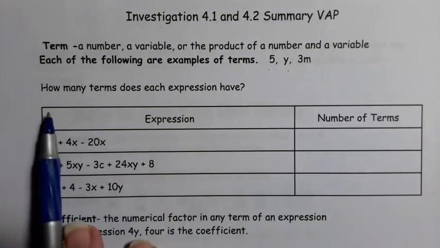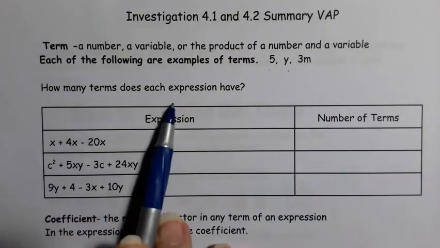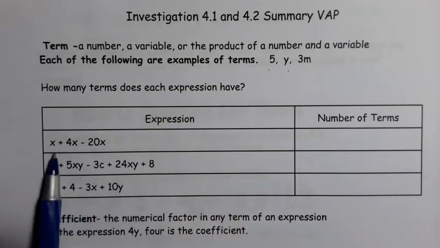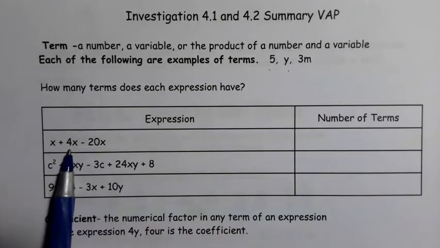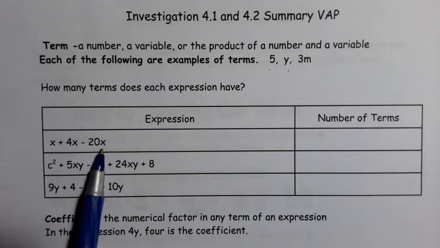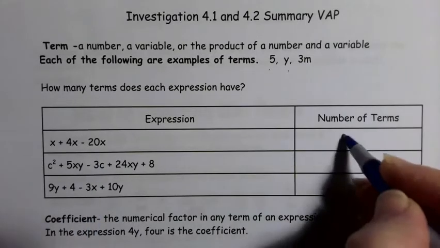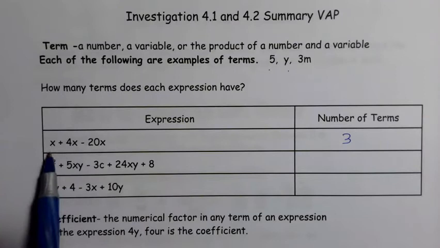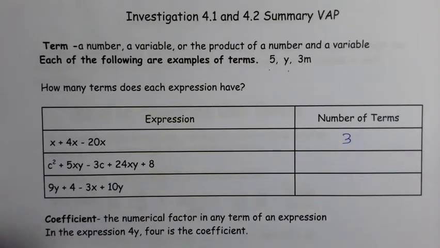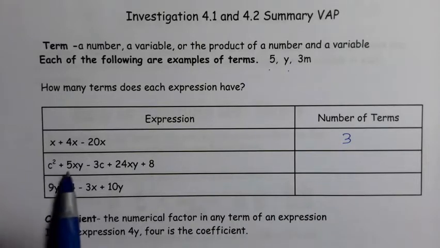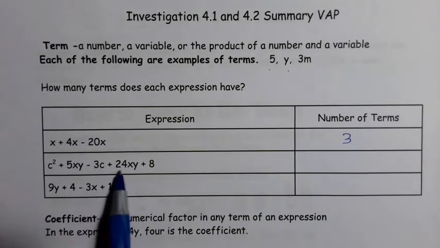So to look at this, it says how many terms does each expression have? So here I have a term, 4x is a term, and 20x is a term. So here we have 3 terms, each one of these on either side of the addition or subtraction signs. C squared plus 5xy minus 3c plus 24xy plus 8. The way that it is written right now, I have 1, 2, 3, 4, 5 terms.